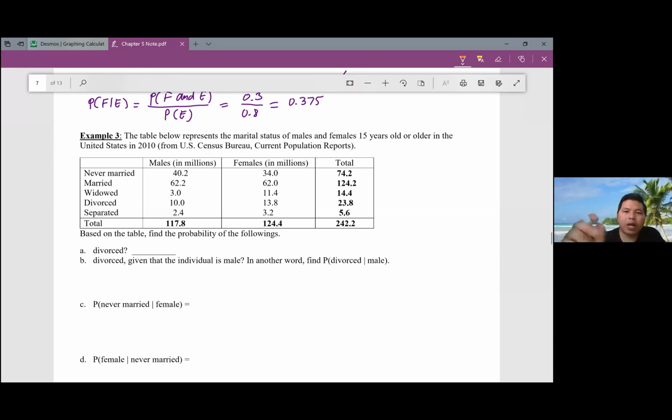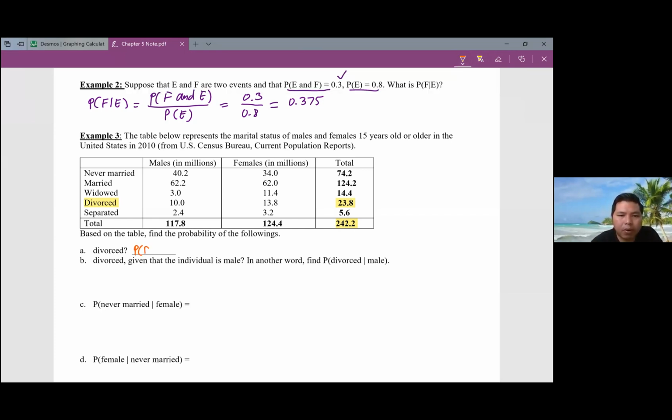So when you want to find the probability of divorce, you're gonna look at the divorce row. So we know that there will be 23.8 out of 242.2. So probability of divorce will be 23.8 out of 242.2. I'm just gonna leave it there as a fraction so we know what to do later, okay?